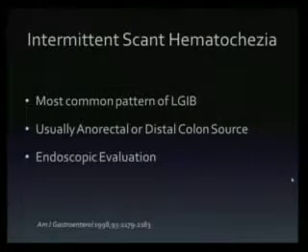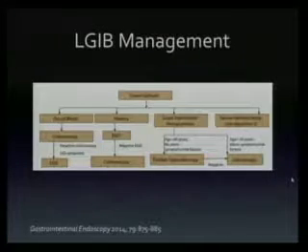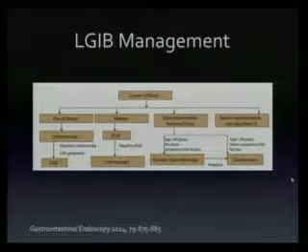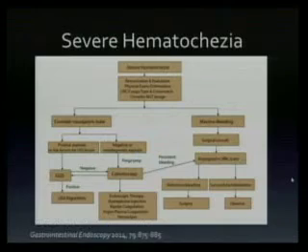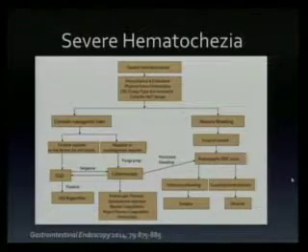The most common pattern of lower GI bleeding is the intermittent scant hematochezia. When we see this, it is usually an anorectal or distal colon source, and that's where we did that endoscopic evaluation that I talked about in the algorithm with regard to choosing flexible sigmoidoscopy or colonoscopy. Now, this slide shows one last category, which is severe hematochezia patients, and these individuals are the ones who need acute aggressive management.